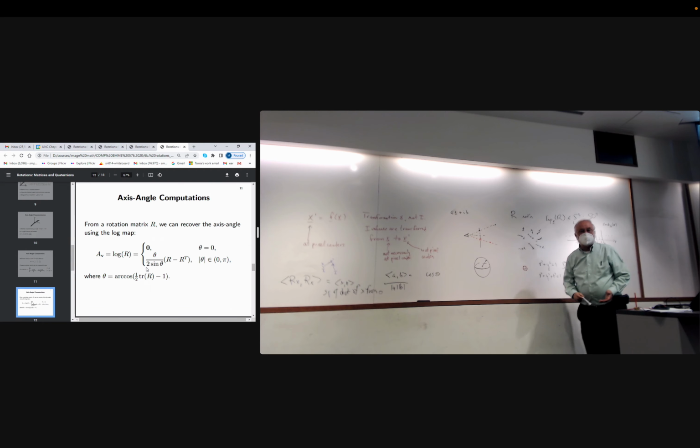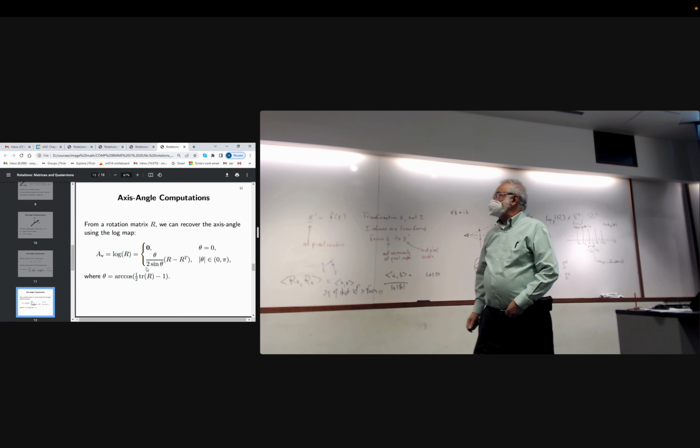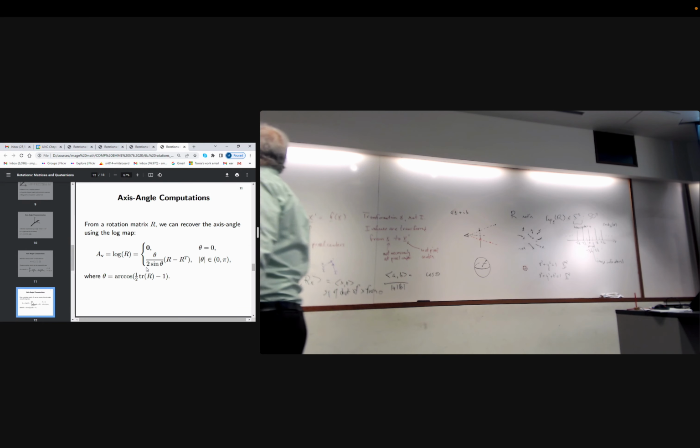And here's the other way around. If you have a rotation matrix, you turn it into an AV by this formula. Okay? So we now have formulas to go back and forth between axis angle representation and rotation matrices.